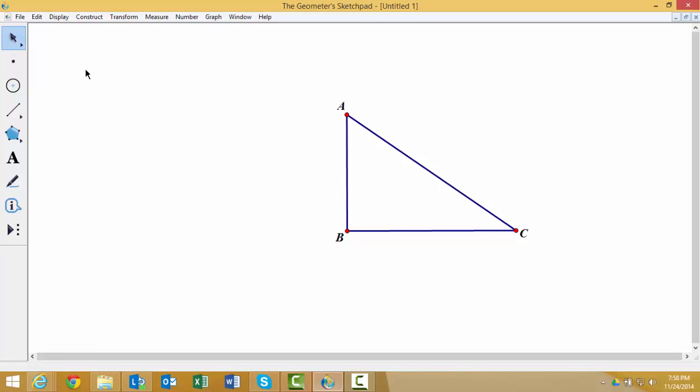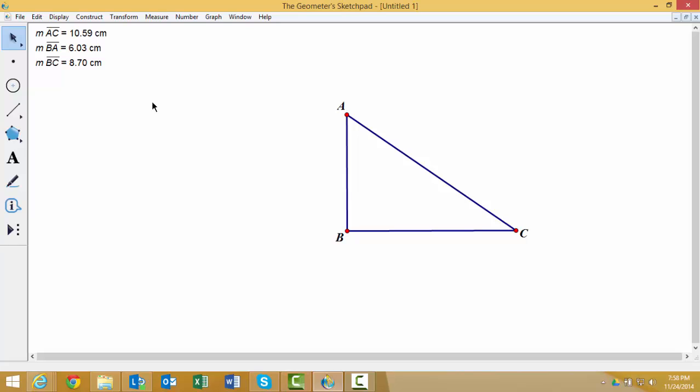Now I want to measure the hypotenuse and the two sides. I want to first measure the lengths of those sides. So what I'm going to do is pick the hypotenuse, for example, and then measure the length. I got that. Then I'm going to measure AB, measure the length. I got that. Then I'm going to take BC, measure length. I got that. Okay, now I'm going to square.